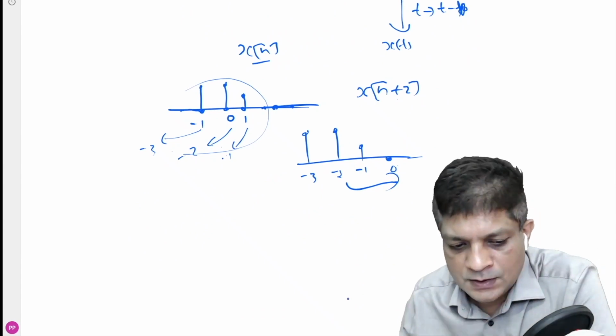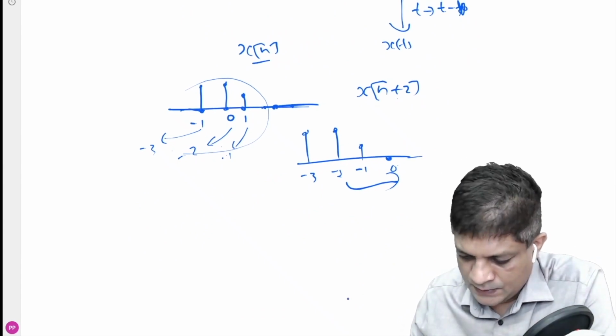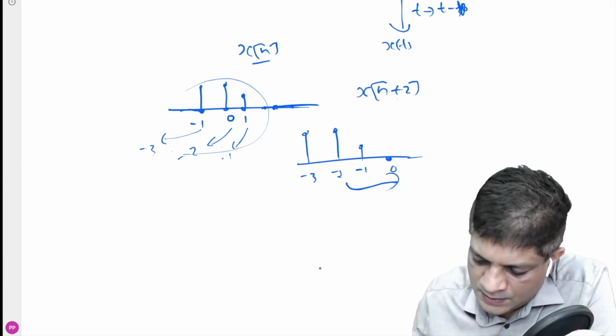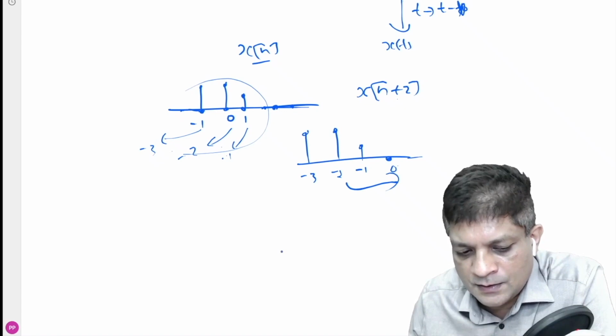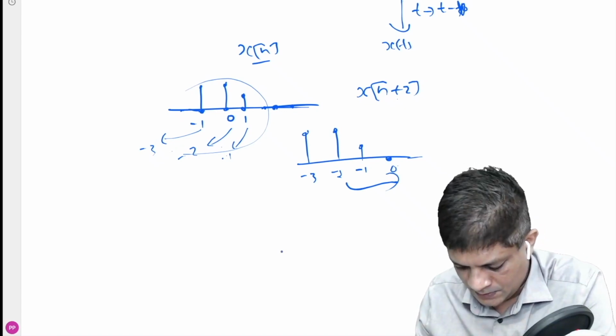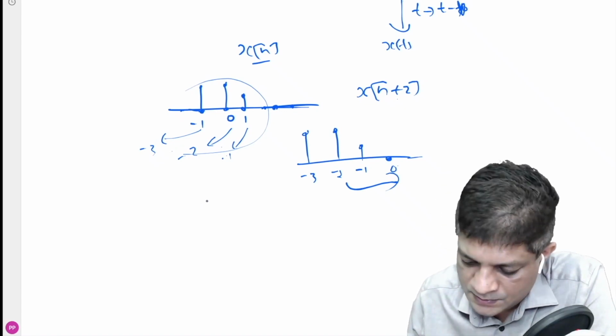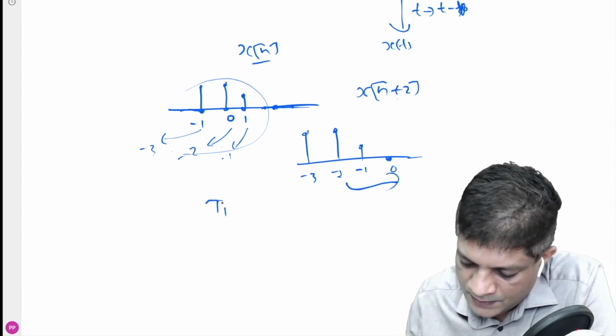So that is the first basic operation. There are a few more basic operations, and I think we have time for discussing one more operation, that is, time reflection.